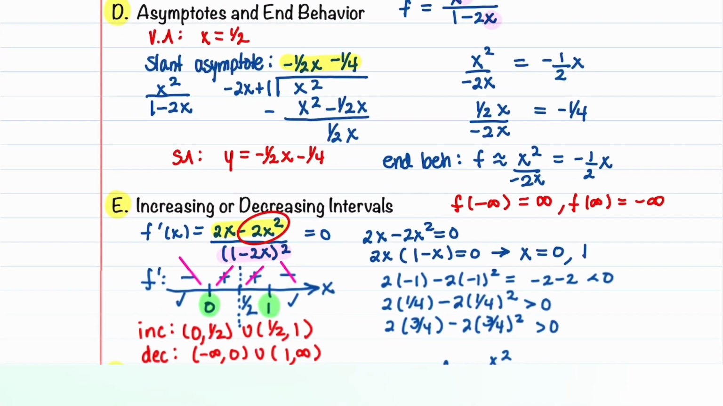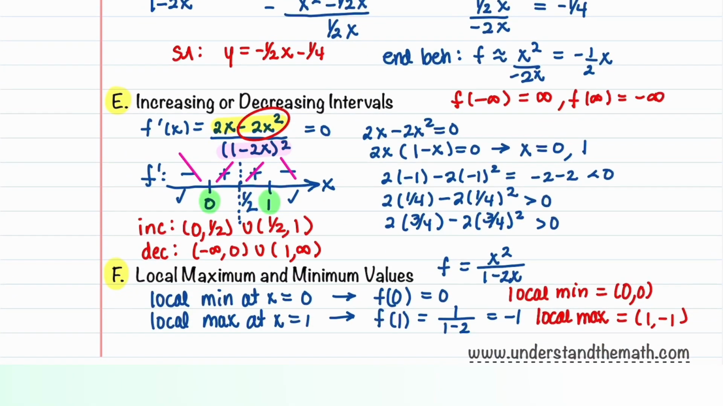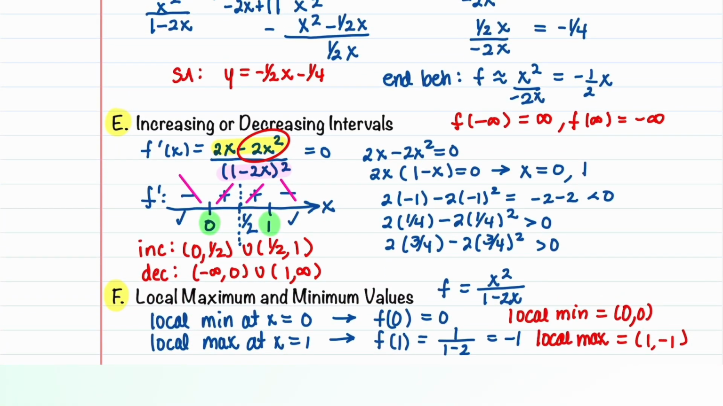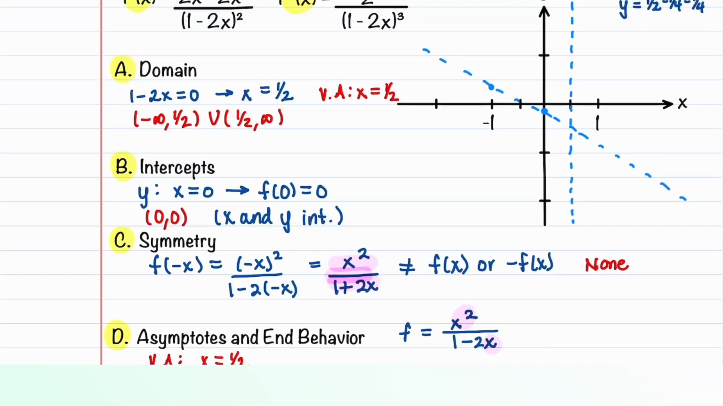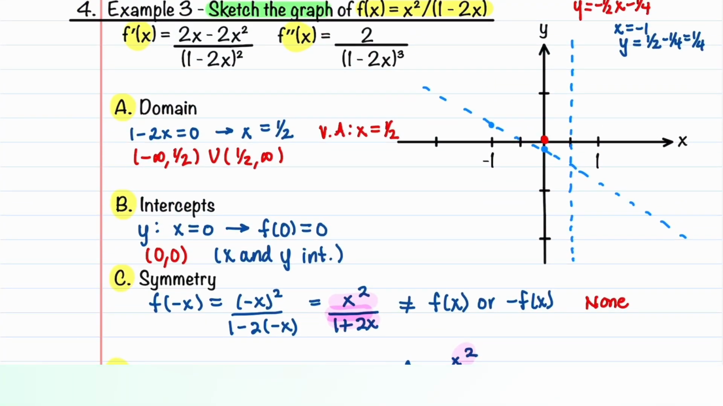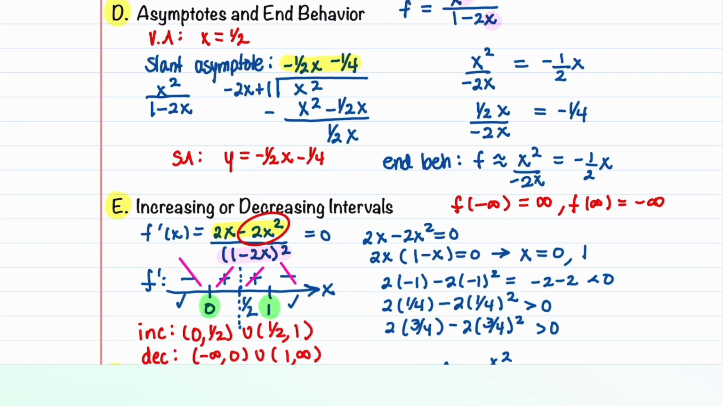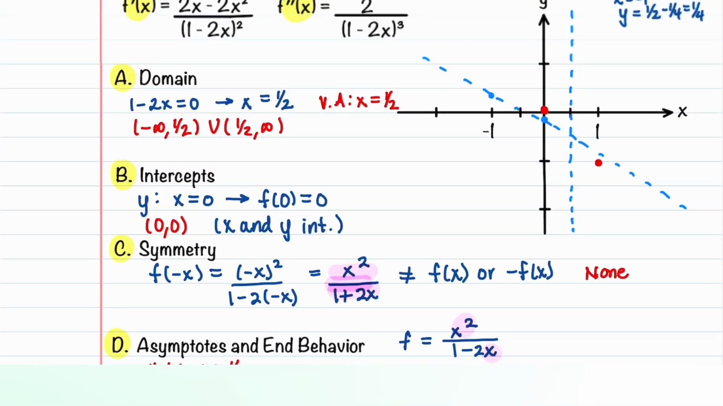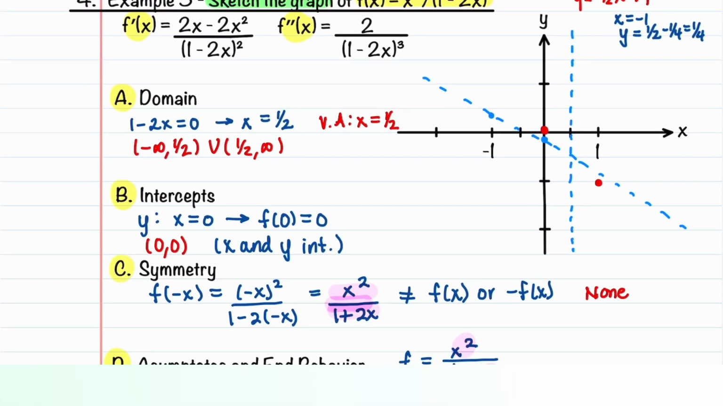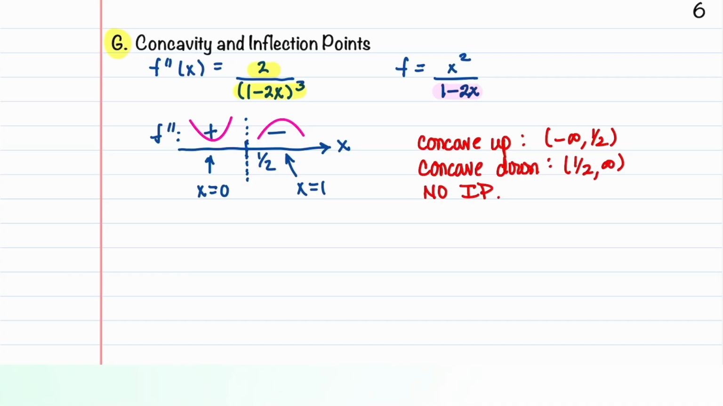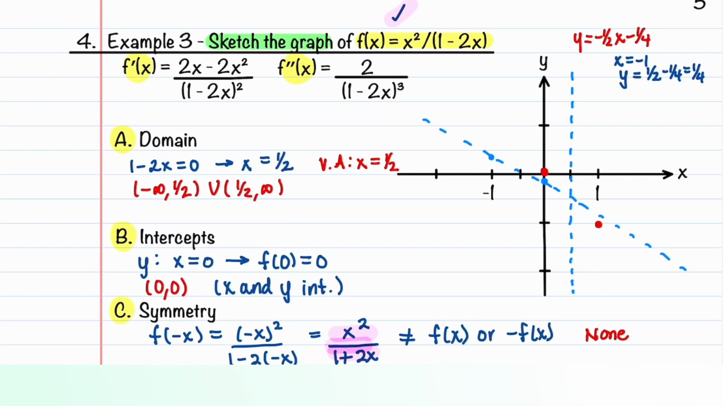Going down, we have a local min at (0, 0) and a local max at (1, -1). So here is our min, and then our max is going to be right here. And let's see, increasing, decreasing. It's increasing on either side of our asymptote and then decreasing on the right and left of our max and mins. And it is going over here, concave up to the left of our asymptote.